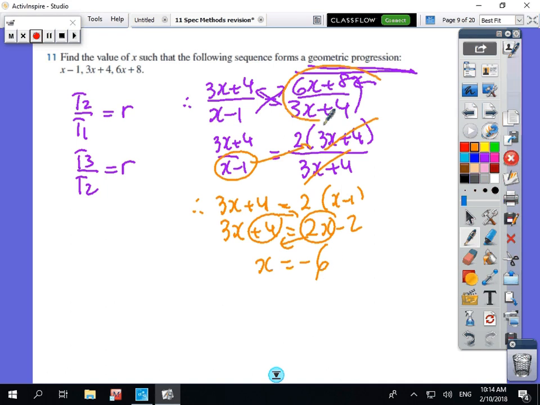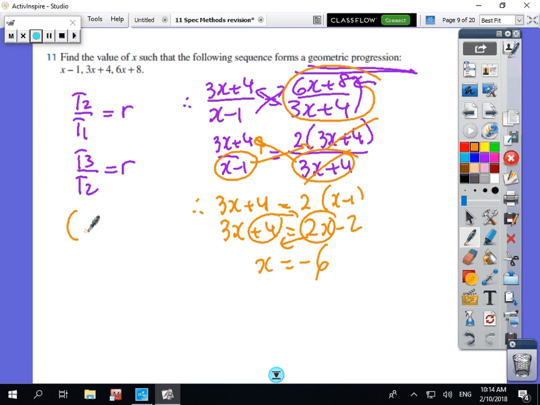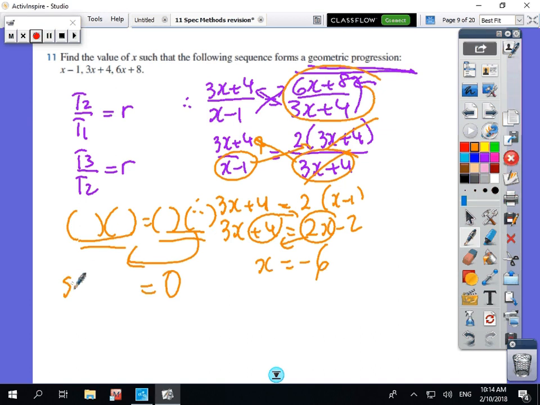Now, if that didn't cancel down, then you would cross multiply both ways and end up with two sets of brackets, then expand out, bring everything to one side and make it equal to zero, and then solve the quadratic. So it doesn't have to factorize, but in this particular case it did. If it doesn't factorize, then cross multiply, expand, and then bring everything to one side and make it equal to zero. Okay, next question.